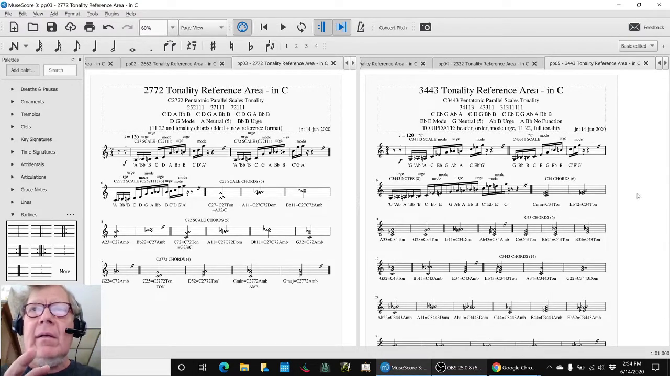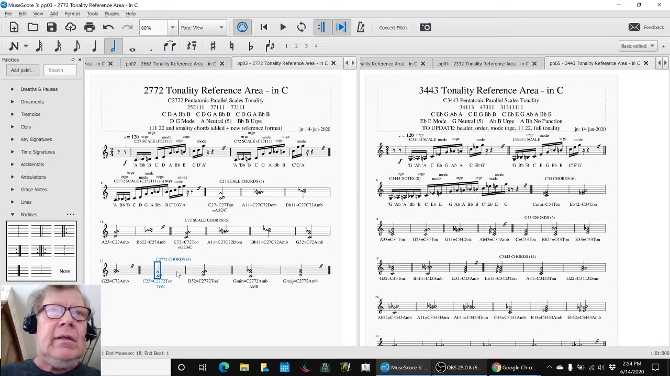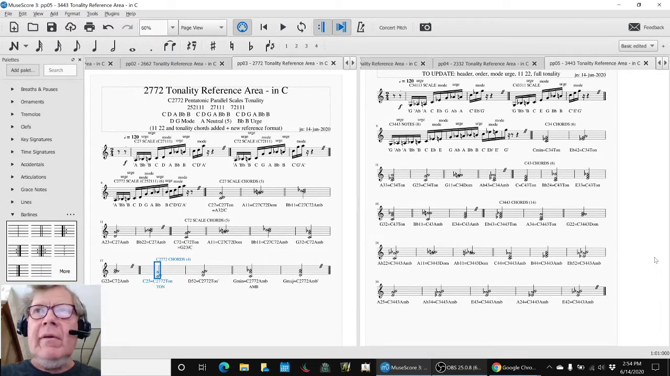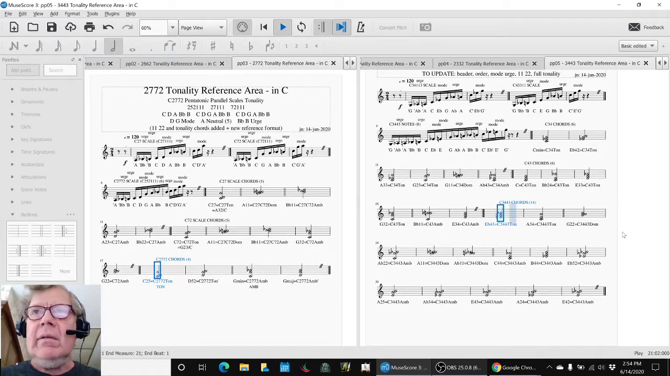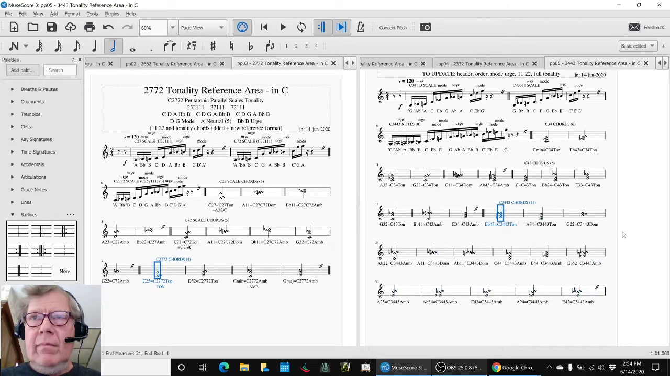So let's test that. We listen to the tonic and ambivalent chords here. That sounded reasonably consonant. If we listen to the full tonality chords here, they sound different, and there certainly are some more dissonant chords in there.